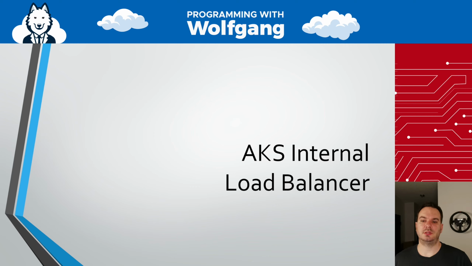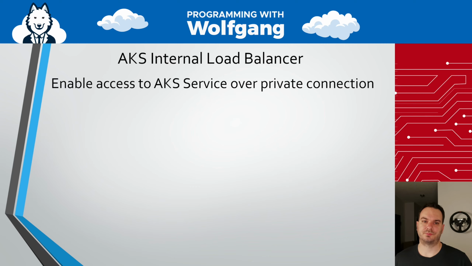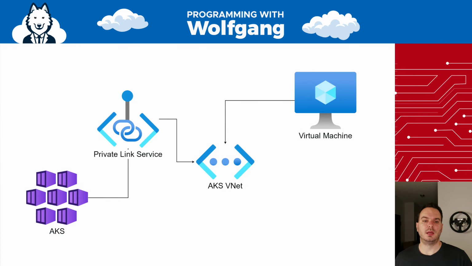And now we talk about the internal load balancer. With the internal load balancer, we can access our AKS service over a private connection. And this is for a service that's running outside our cluster. For example, a VM can access over a private connection our service inside the AKS cluster. So this can be done either from within the same VNet, for example, if the VM is in the same VNet as our AKS cluster. And in this case, it would look like this.